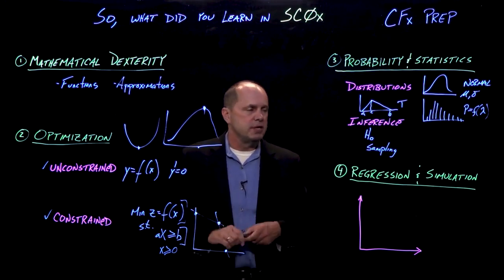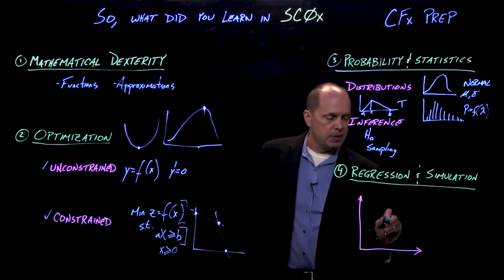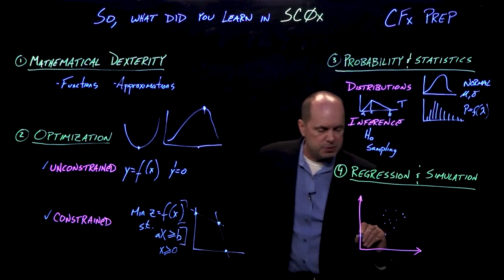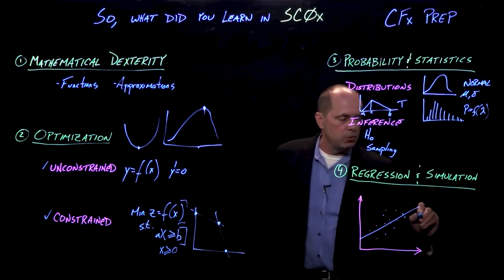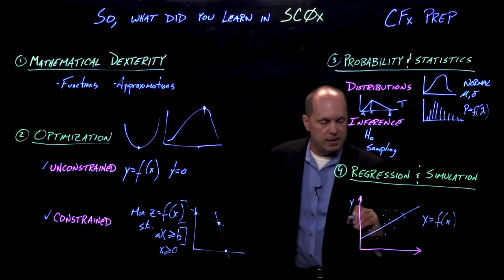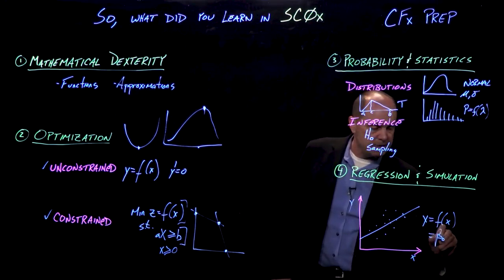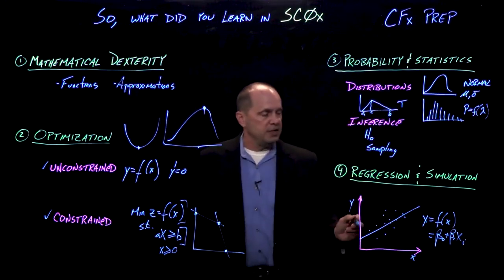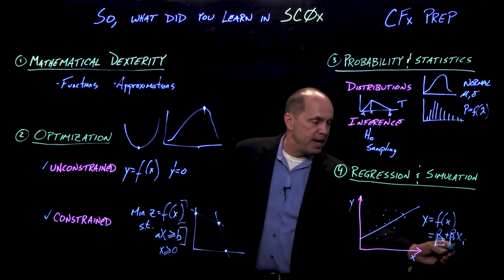The last thing we did was focus in on regression and simulation. These are two tools that kind of tie together. Regression is all about taking empirical data, the observations, and trying to fit some kind of relationship to it. And we focused mainly on ordinary least squares, where you're trying to fit a line where y is a function of x, and it's going to be equal to some constant plus some slope beta 1 times x. And the idea is I'm going to use my real data to estimate these beta terms.